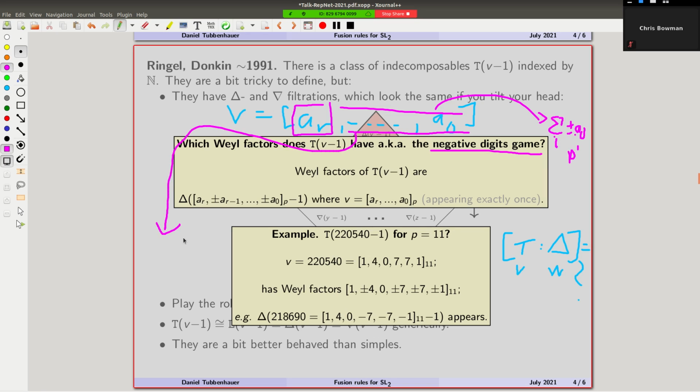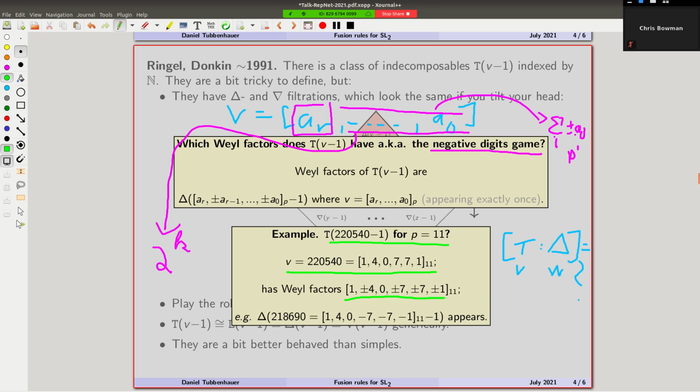And how many do you have of those? Well, let's say V has a certain number of non-zero digits down here, and then you have 2 to the number of non-zero digits, which was exactly the number of Weil factors from before. So here I do an example, exactly the same example from before. So you expand this thing periodically, and of course the computer can do that. It's very easy, or you can do it by hand if you want.